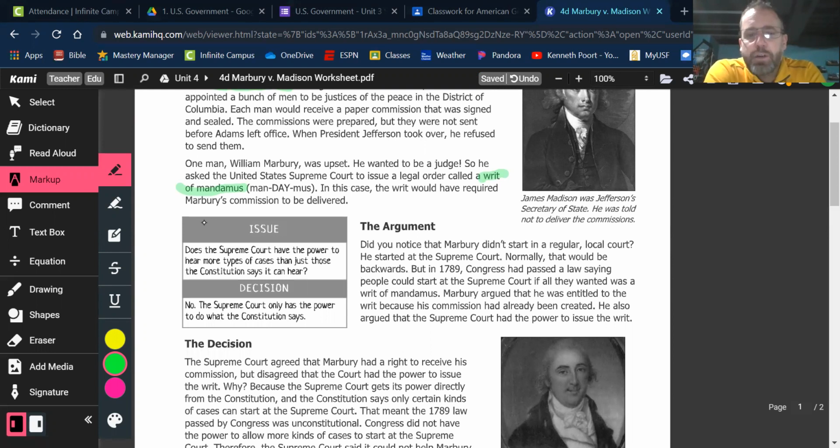All right. So here's the argument. Did you notice that Marbury didn't start at a regular local court? Remember, that was one of the things. Original jurisdiction says that cases can start right at the Supreme Court.